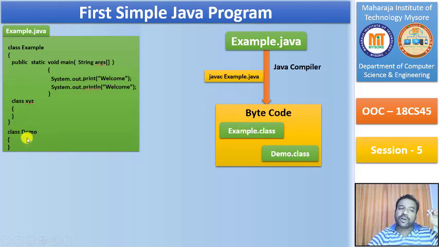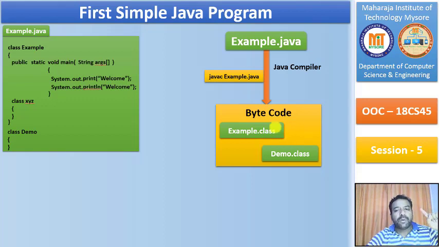And there is one more independent class. Observe carefully, this independent class, hence demo.class is also created. Class xyz is not an independent class, so no class file is created for it. Hence I am going to have example.class and demo.class, two classes here. If I have n independent classes, a class file will be created for each of them, and they are all compressed inside the bytecode.